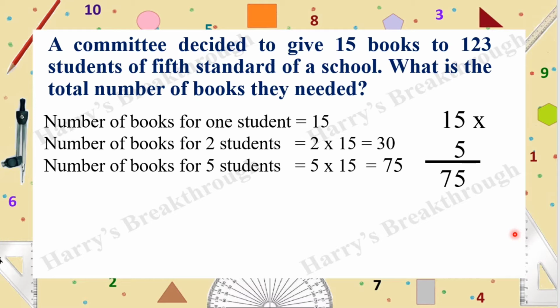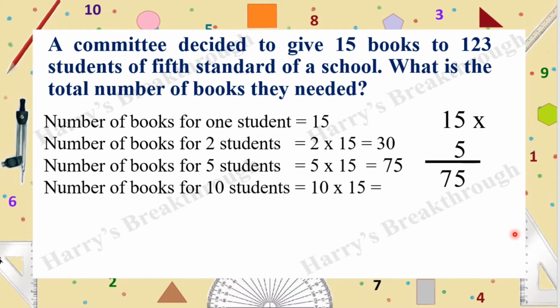And if there were 10 students, the number of books for 10 students is equal to 10 into 15. It is simple to multiply a number with 10. How can we find this? Let's put a 0 after 15. Then it will become 150. So 10 into 15, 150.